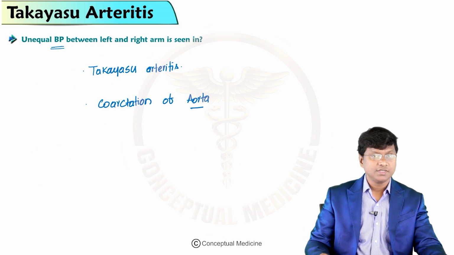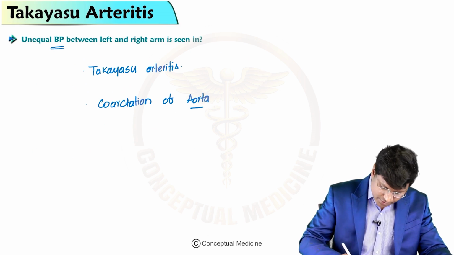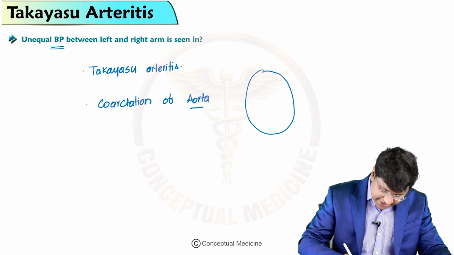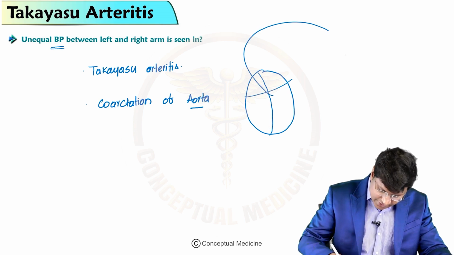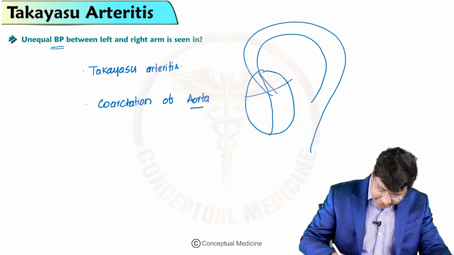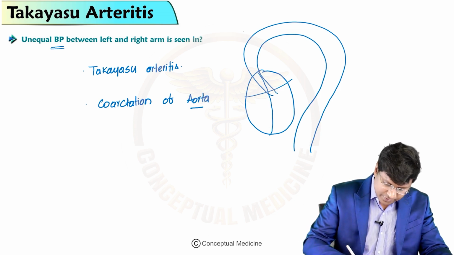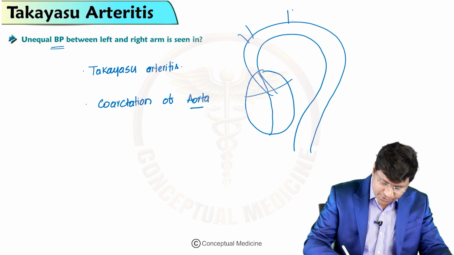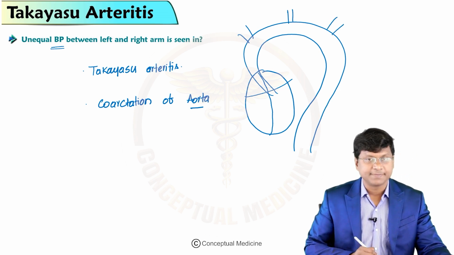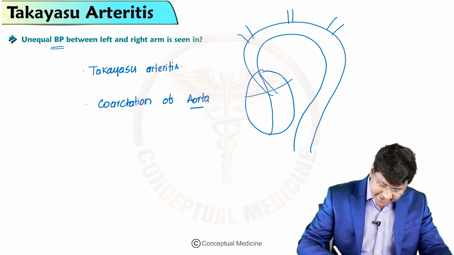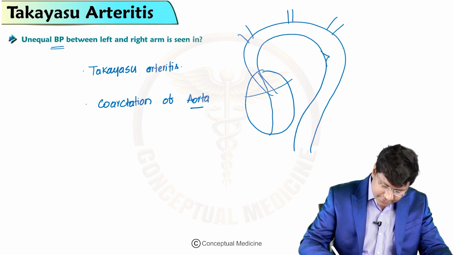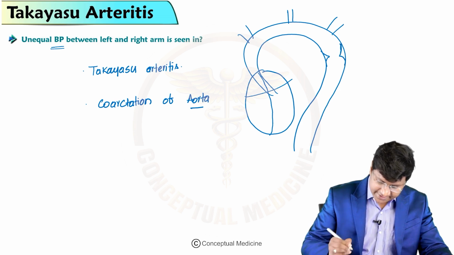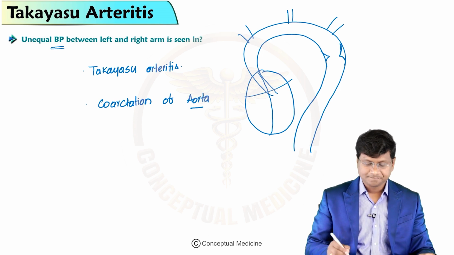Right, let me just draw this particular coarctation of aorta. So consider this is the four-chambered heart. Then we have the aorta originating from the left ventricle, and this will be your brachiocephalic trunk, this will be your common carotid artery, and this will be your left subclavian artery. Most common site for the coarctation will be distal to the left subclavian artery. That is the most common site for coarctation.